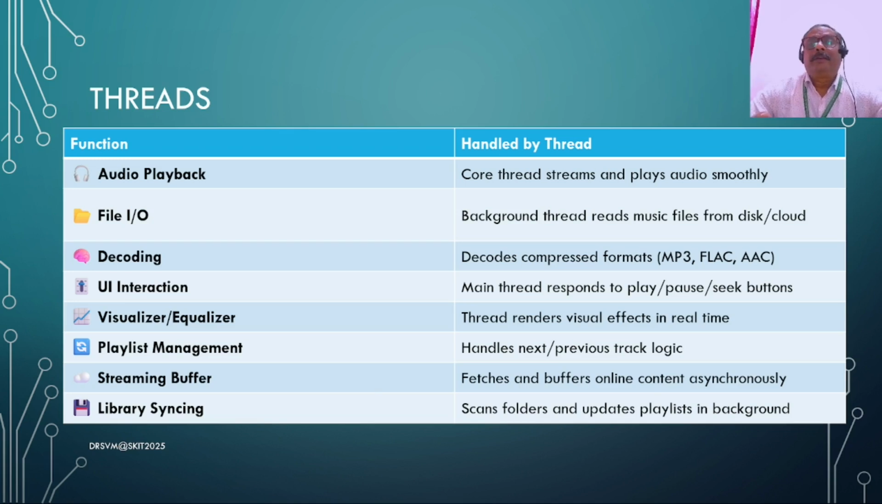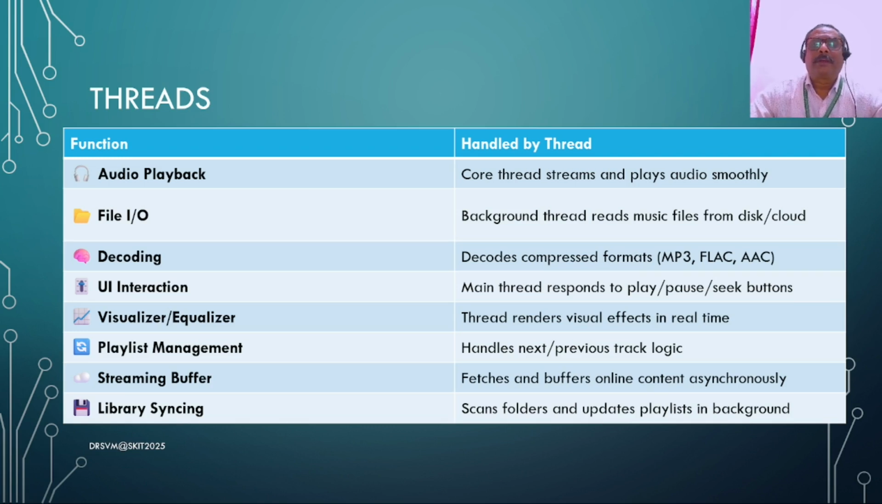And another thread is busy synchronizing the library, that is, it scans the folders and updates the playlist in the background. So we may be creating a playlist while some song is running, or some playlist is currently active, but in the background we are creating some other playlist. All such things are happening in parallel. Each activity is taken care of by one thread.